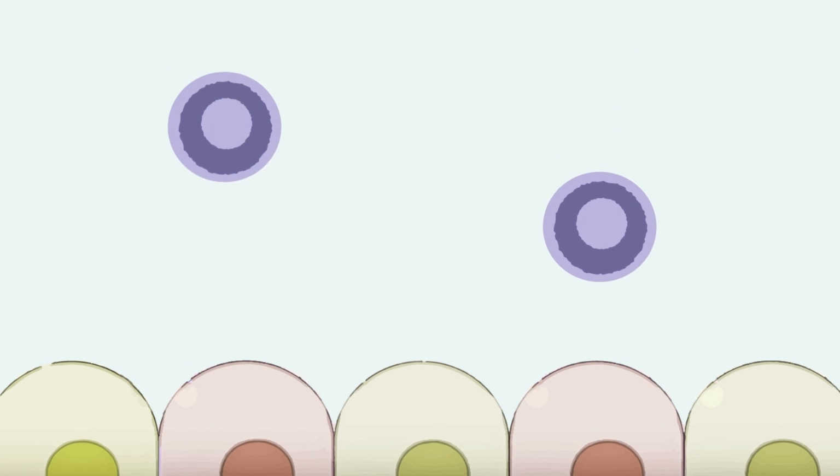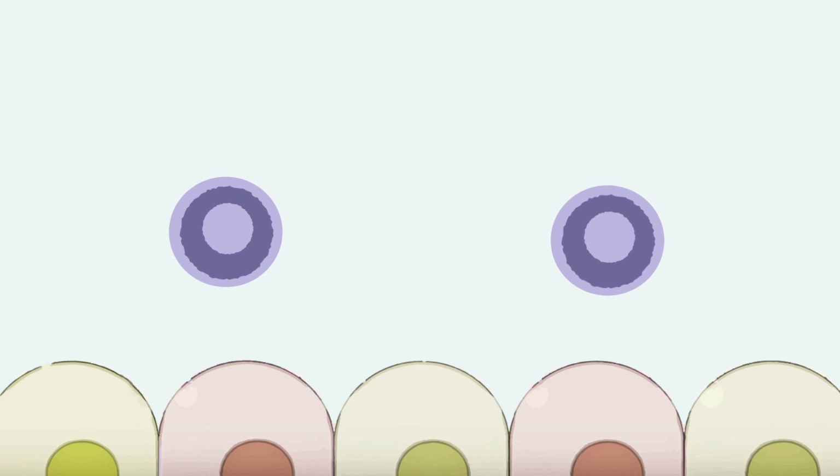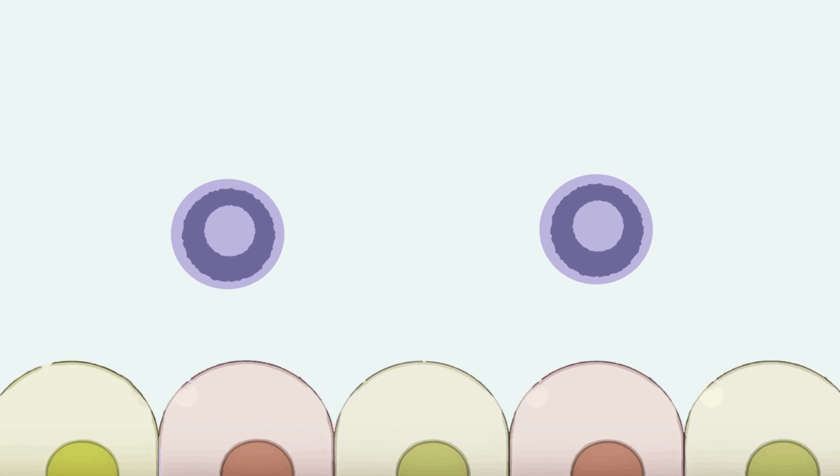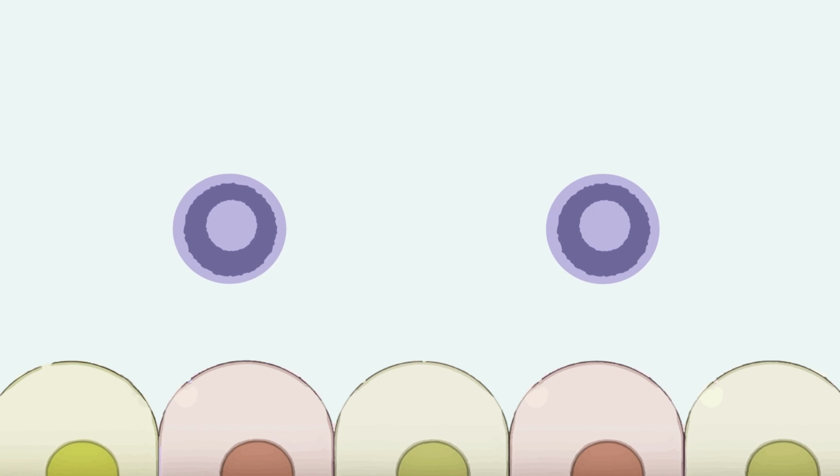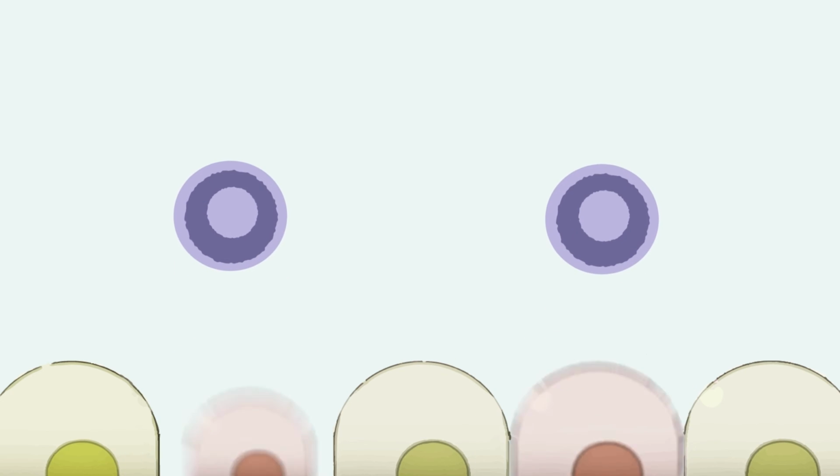In the end, the result is the same. Whether the NK cells are activated by the lack of a certain self protein or the presence of a non-self protein, the infected cell will be killed, limiting the propagation of the viral infection.